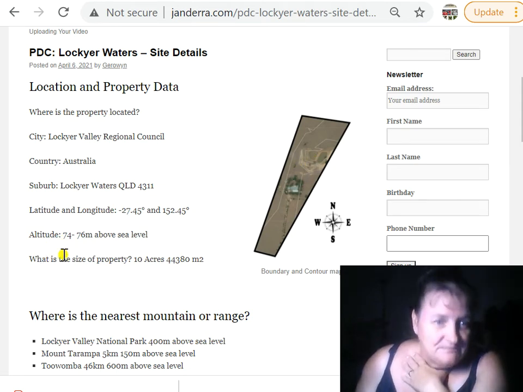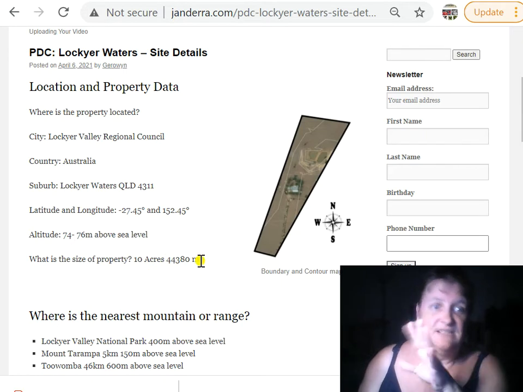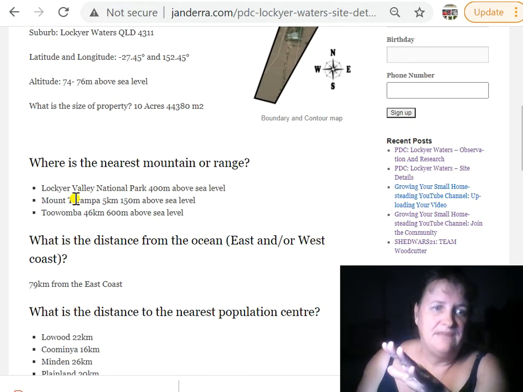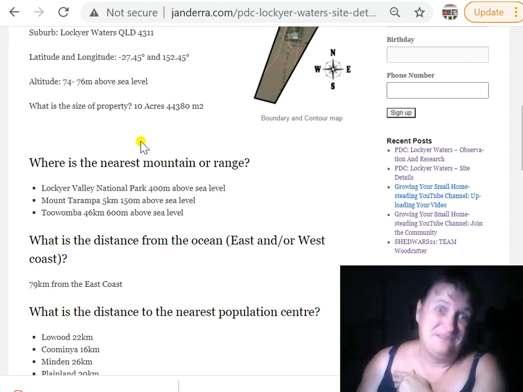But yes, so the size of my property is 10 acres or 44,380 meters squared. So that's the size of the property. My nearest mountain range is the Lockyer Valley National Park, which is about 400 meters above sea level. So it's over about here, or probably about here somewhere. And Mount Teamperature is 5 kilometres away, so it's over this way, and it's about 150 metres above sea level. And Toowoomba is a long way to the west, and it's 600 metres above sea level. So that's my closest mountain ranges.